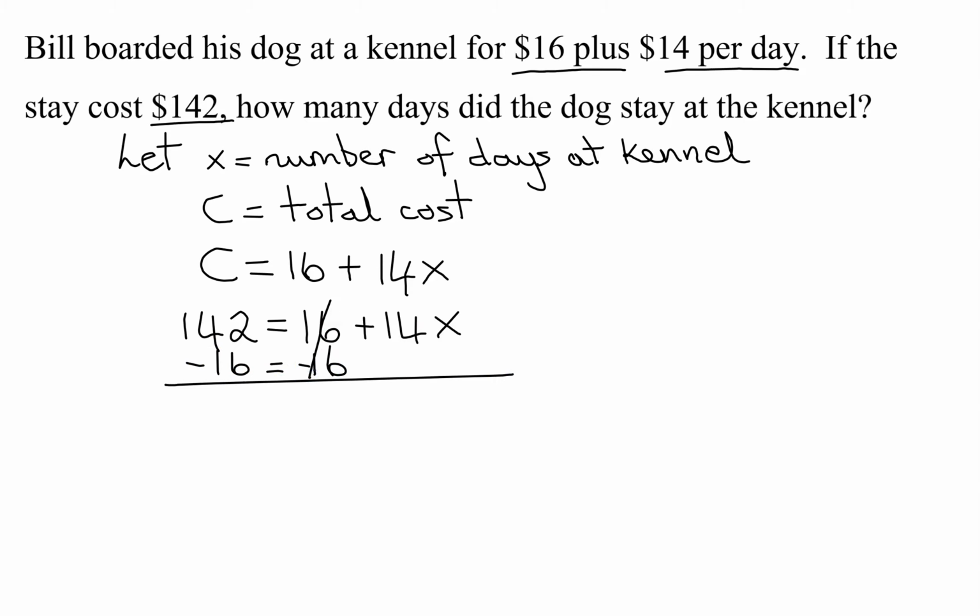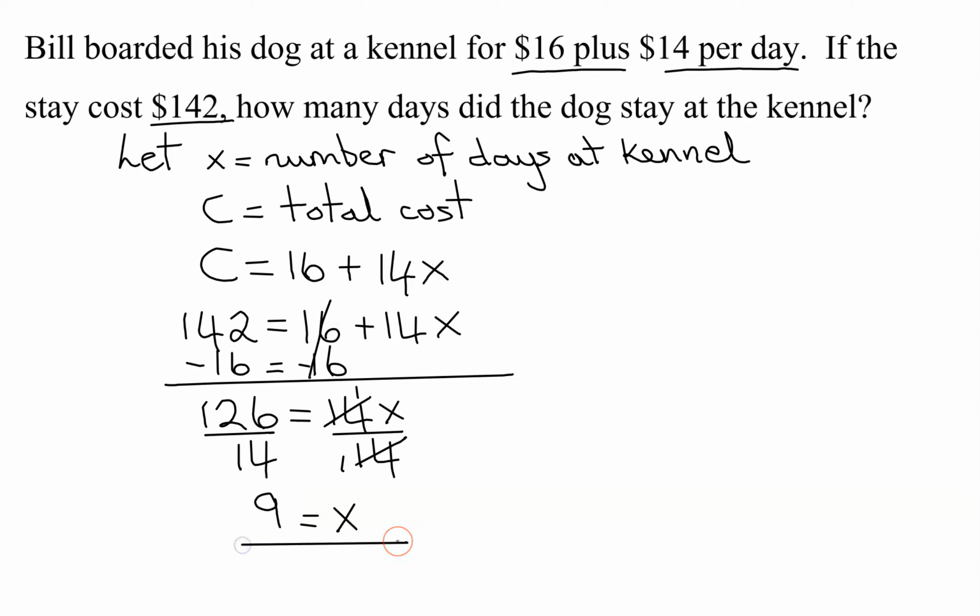And so on the left-hand side, I get 142 minus 16 is 126 equals 14x. Now just divide both sides by 14. And I get x equals 126 divided by 14 is 9. So I have found the total number of days the dog stayed at the kennel.